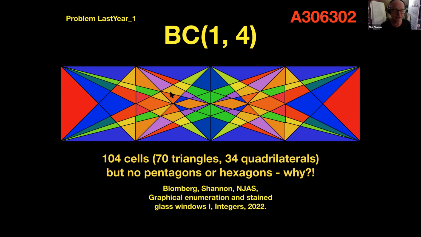If you look at this, you see there are 104 little cells. There are 70 triangles and 34 quadrilaterals. There are no pentagons. There are no hexagons. And Max Alexeyev proved that when you look at BC1N, there are never any cells with more than 4 sides. But his proof was kind of indirect because it's based on a theorem, a Russian theorem, I have to say, about training sets for threshold functions.